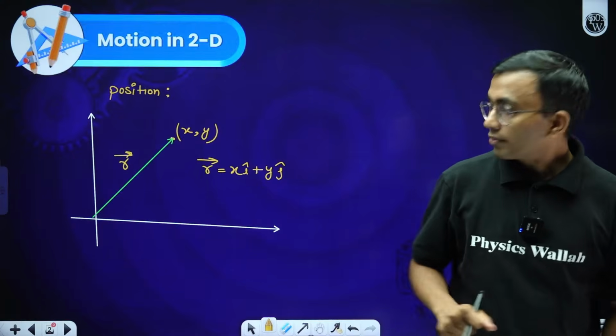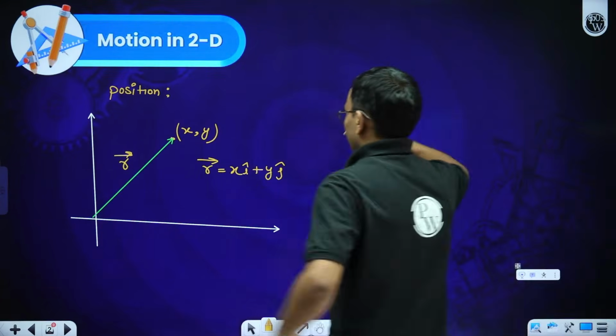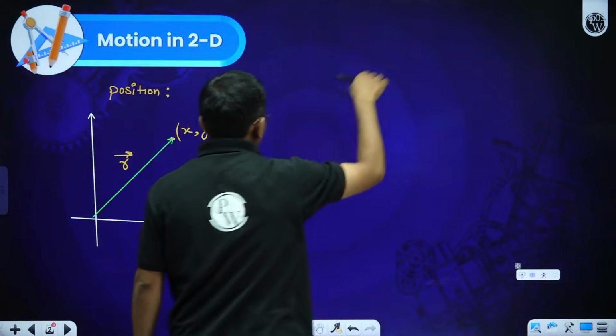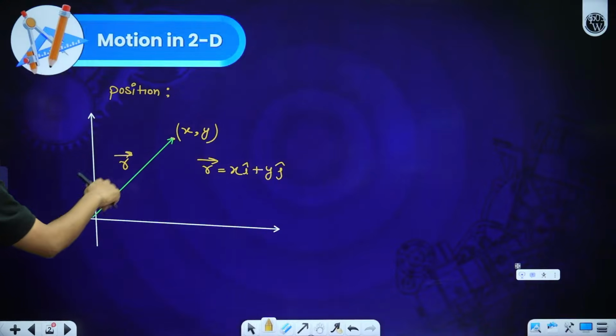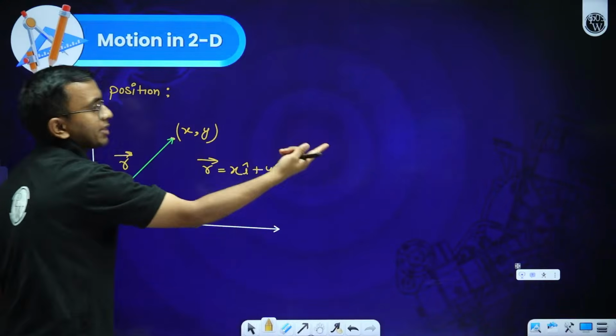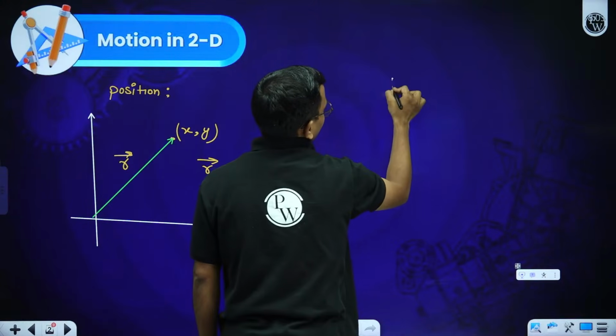Now, this is how we define the position. In 3D, we will write it as x i cap, y j cap, z k cap, like this. Now displacement.